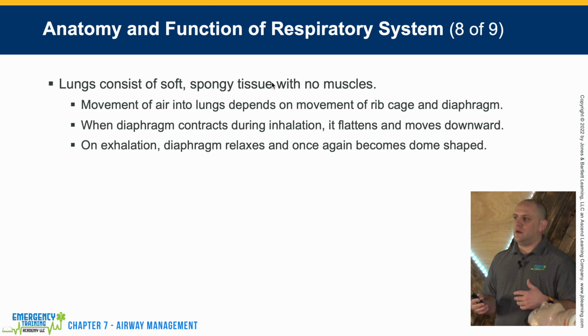So movement of air into the lungs depends on movement of our ribs and our diaphragm. Our diaphragm is that large dome-shaped muscle separating our chest from our abdomen, and when it contracts during inhalation, it flattens out and moves down. And then on exhalation, as it relaxes, it moves back up and becomes dome-shaped.